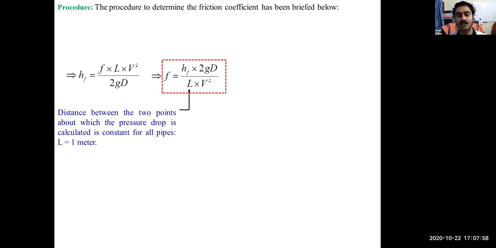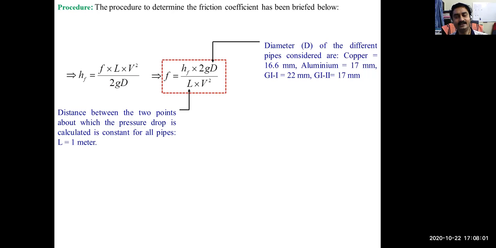Now, coming to the next data, D. D is the diameter of the pipe. I've shown there are total 4 pipes being taken in this experiment, with 4 different diameters, which are already mentioned over here. Capital D stands for the diameter of the different pipes considered. They are a copper pipe of 16.6 millimeter diameter, aluminum of 17 millimeter diameter, GI1 of 22 millimeter diameter and GI2 of 17 millimeter diameter. All these diameters are in fact the internal diameters, ID. So this is also a known parameter, nothing to be worried about.